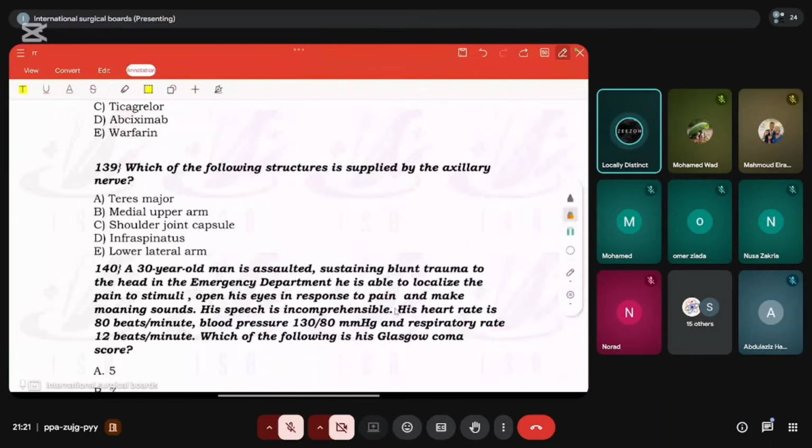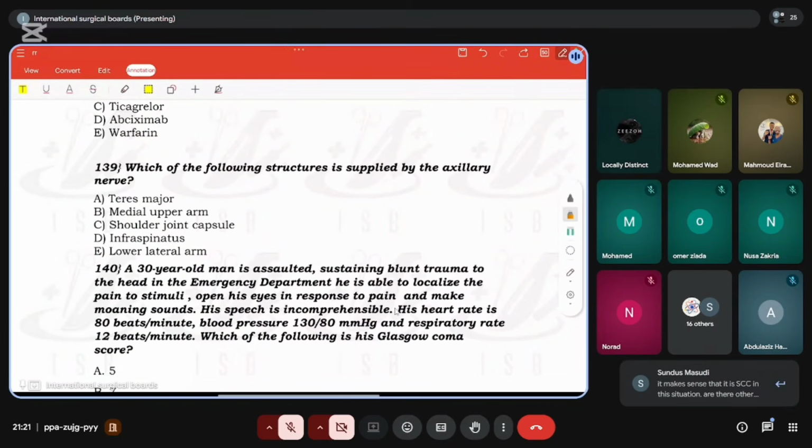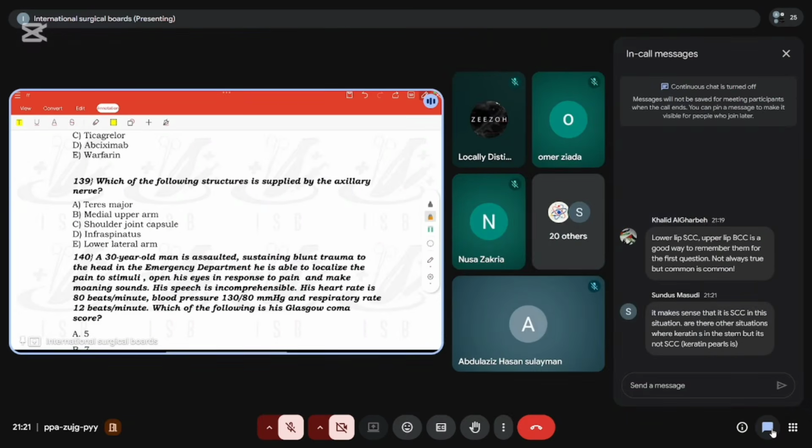Which of the following structures is supplied by the axillary nerve? Shoulder joint capsule? Okay. So many people report it in different ways, but let's just know what it supplies. The axillary nerve supplies the upper lateral arm, the teres minor, and the deltoid. And also it supplies sensory innervation to the shoulder joint capsule. So just know what it supplies. No matter how the question comes, you will be able to answer.